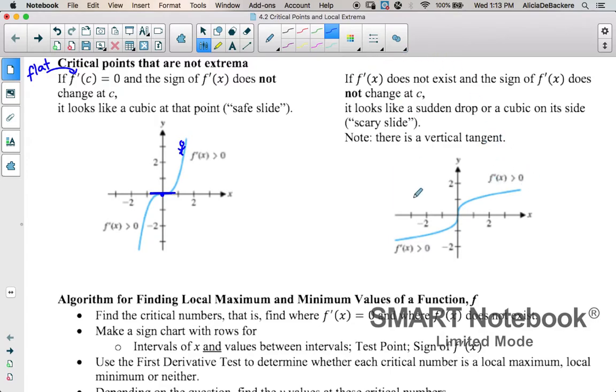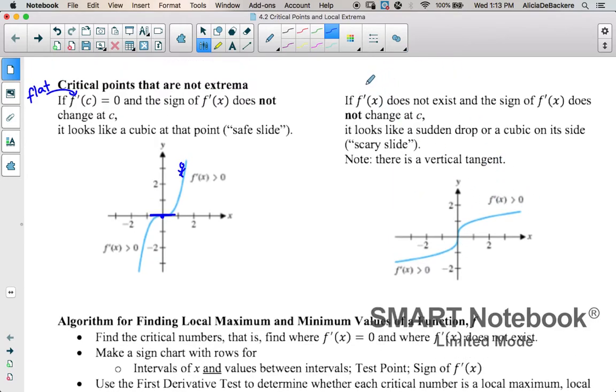So if the derivative does not exist, it could mean that my tangent has a slope that is undefined. And remember from grade 9 math, when I have an undefined slope, it means I've got a vertical line, right? And so you can see that at this point here, I've got this vertical tangent line. So the derivative would not exist here. And coming in, the slope of this tangent is positive, and then coming out, the slope of the tangent is still positive. And so we're going to call this a scary slide.